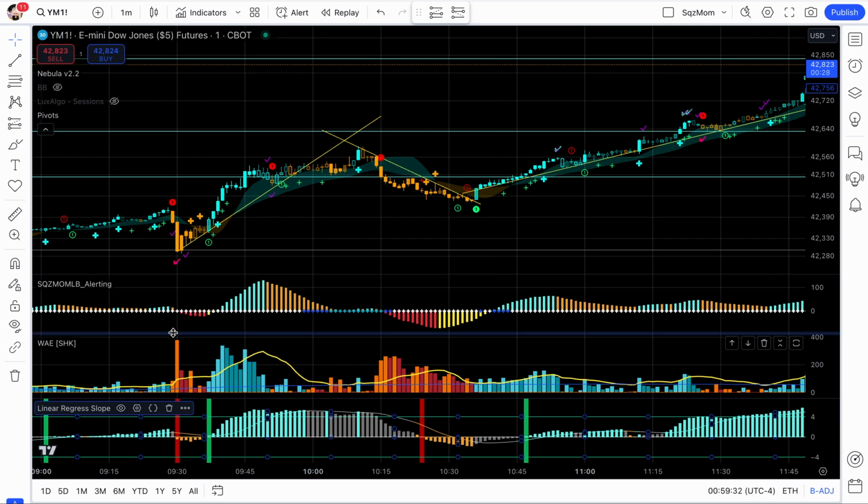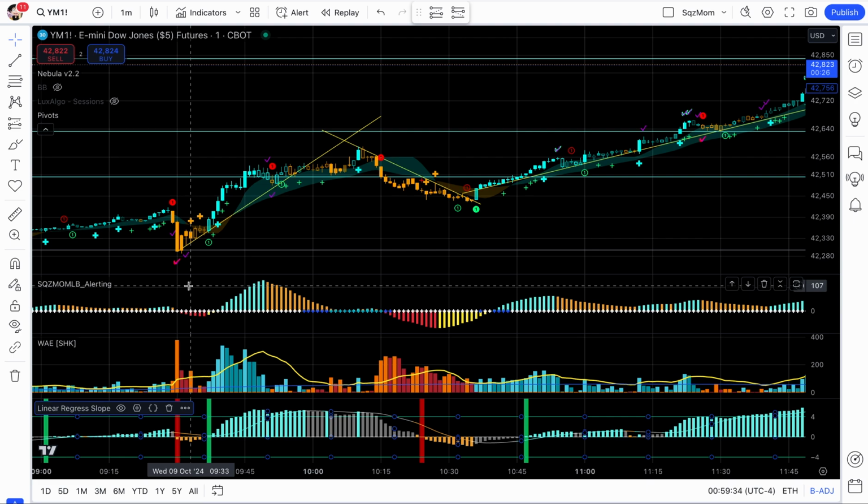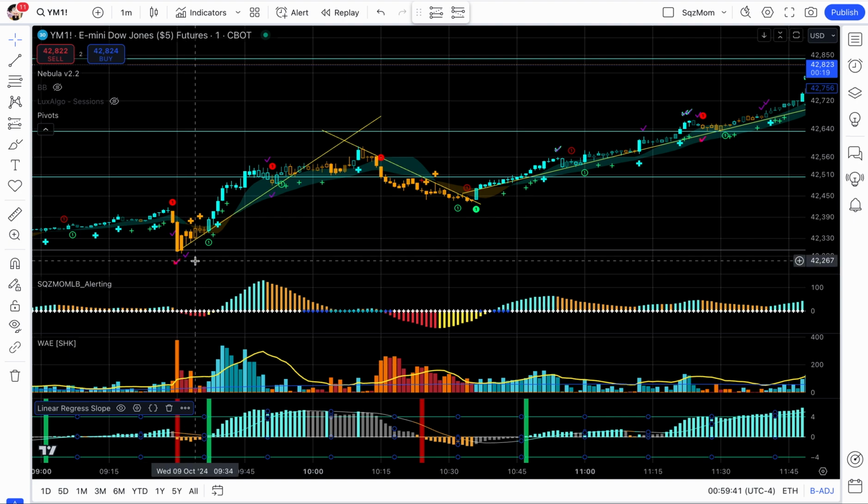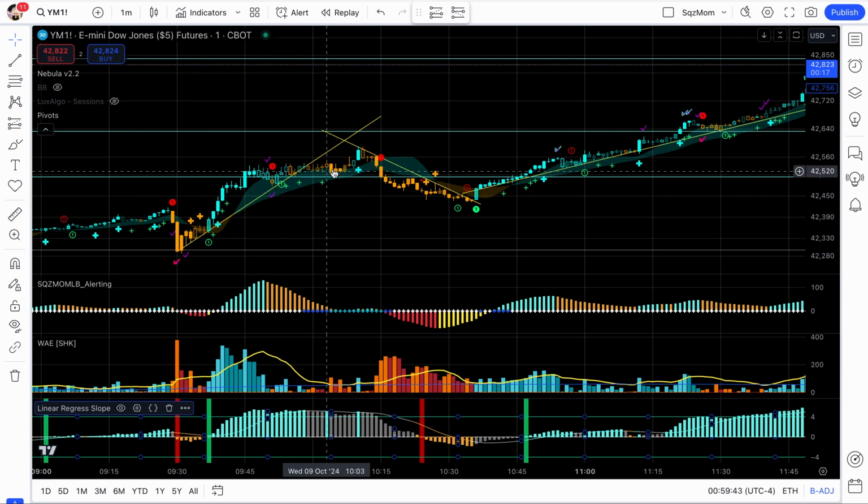Okay, let's look at some trades. This is October 9th, 9:30 in the morning. This is opening. You can see I drew a trend line here.